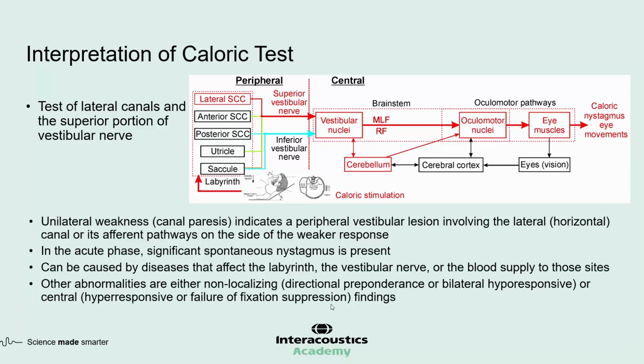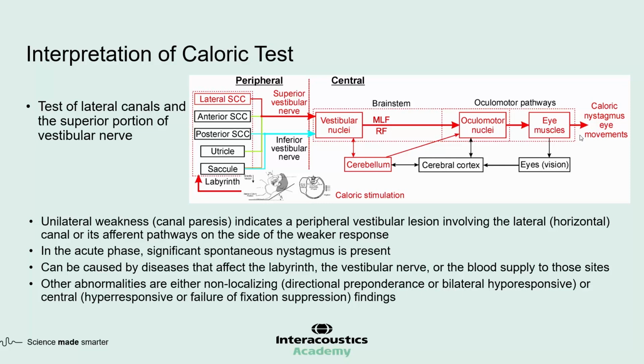So how do we interpret the caloric test? The summary of interpretation is here in this slide. So first of all, the caloric test, as you can see here, is the test of the lateral semicircular canal and the superior portion of the vestibular nerve. You might ask then, why are these other central pathways involved in the caloric test? For example, vestibular nuclei, oculomotor nuclei. The fact is that the caloric responses do go through these pathways.